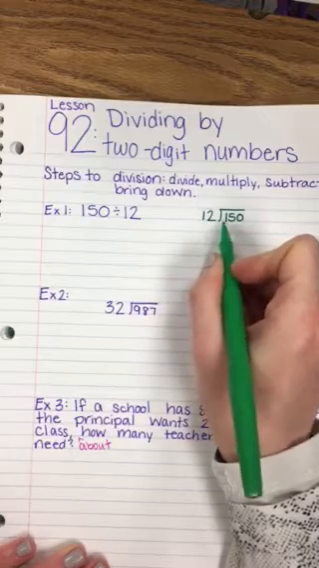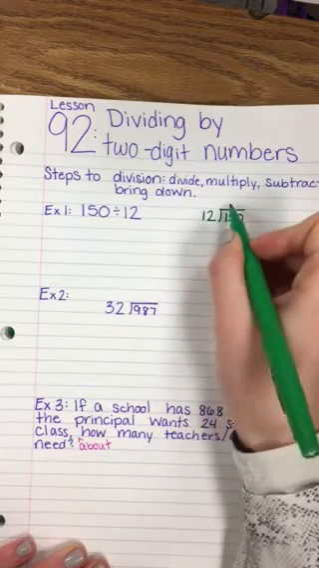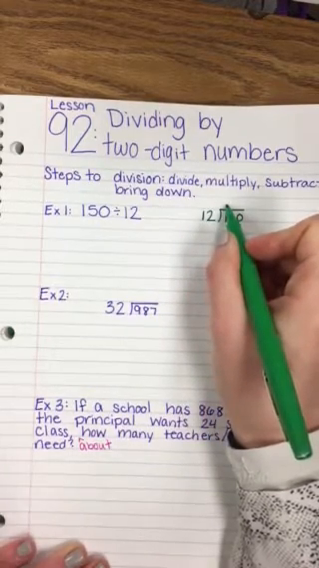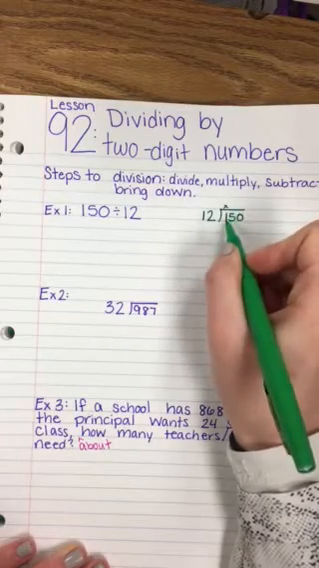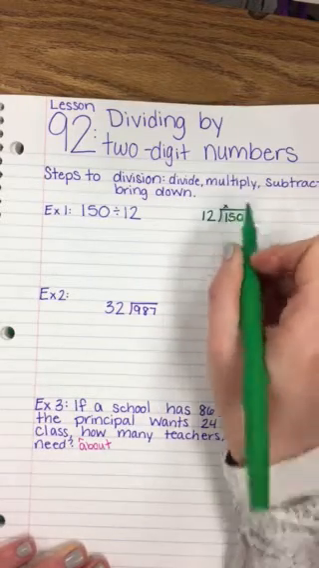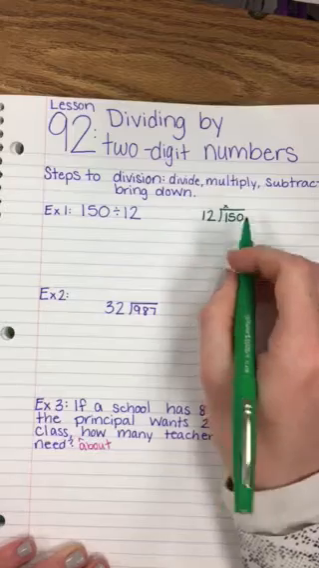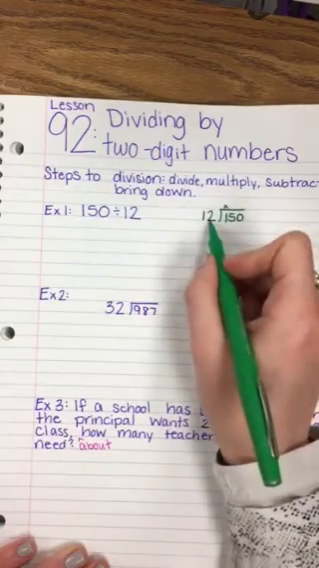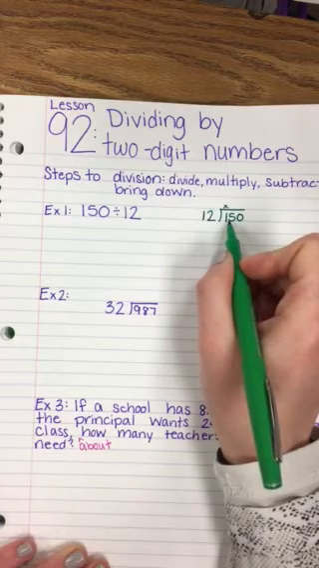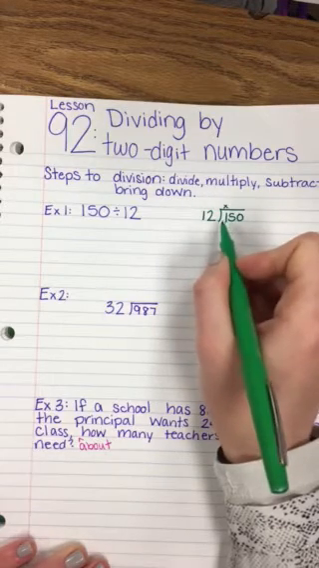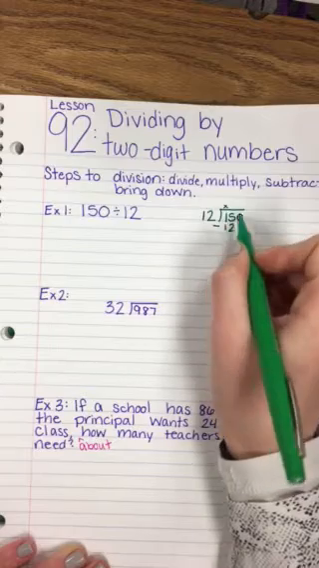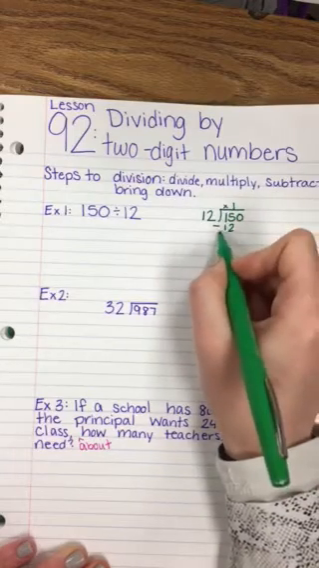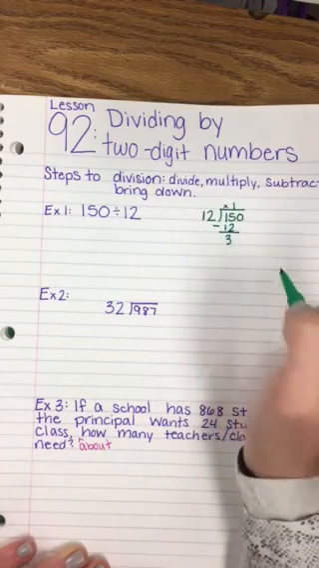So does 12 go into 1? No, it does not. So I personally put a little X over the 1 so that I know that it's not going to be a 3-digit number. So now I only have 2 digits left that it could possibly be. Does 12 go into 15? Yes, it does. 12 will go into 15 one time, and you're going to have 3 left over.